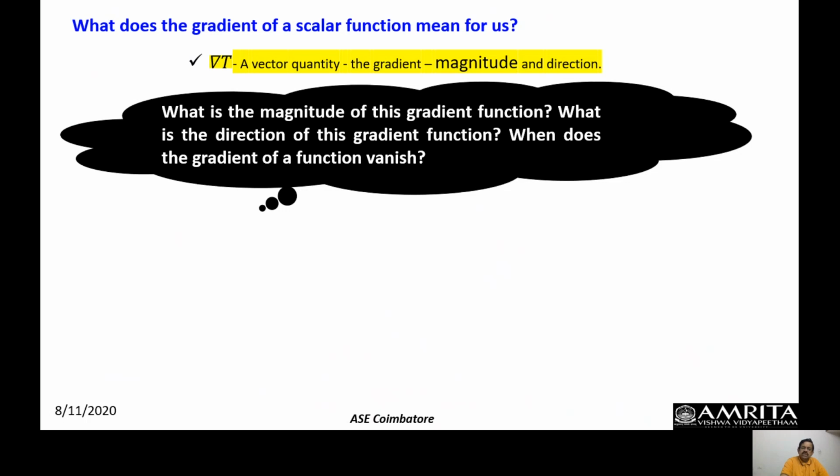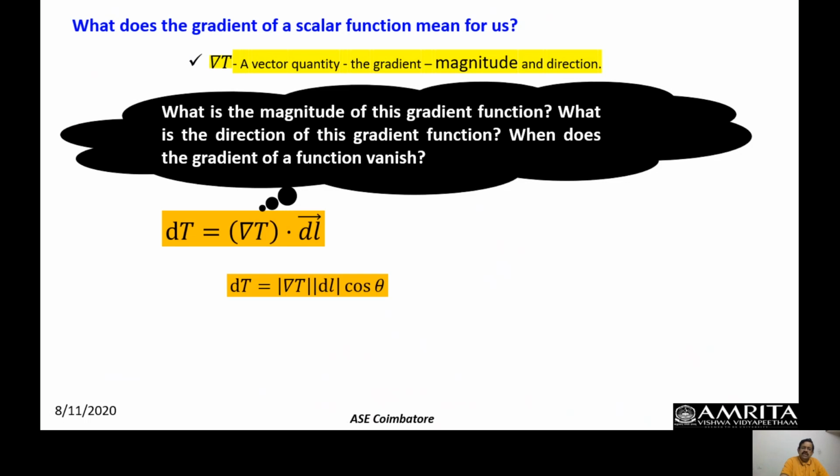This is another question. So we know that dT equals del T dotted with dl, which means del T itself is a vector, dl is another vector, and I can write dT this way, like what we saw in the previous slide. Okay. Now dT, when I expand it, I am going to get this definition.